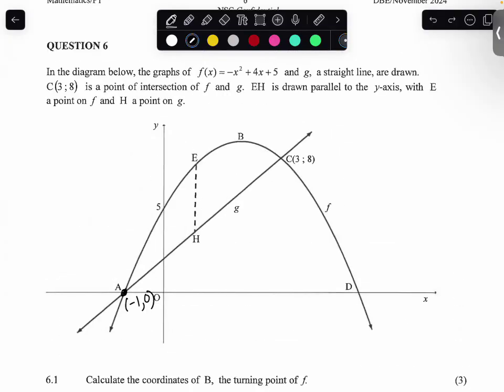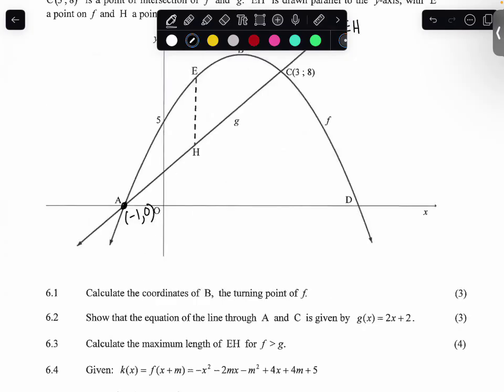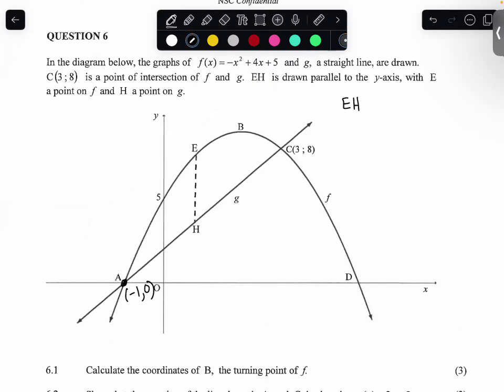EH is a vertical distance. They said if F is greater than G, meaning F lies on top of G. So this is top minus bottom. Right? EH is a vertical distance. You're going to go top minus bottom. The top graph is the parabola. So E lies on the parabola and H lies on the straight line. So the top graph is the parabola, which is minus x squared plus 4x plus 5. Minus the bottom graph is the straight line, right? Which is 2x plus 2.